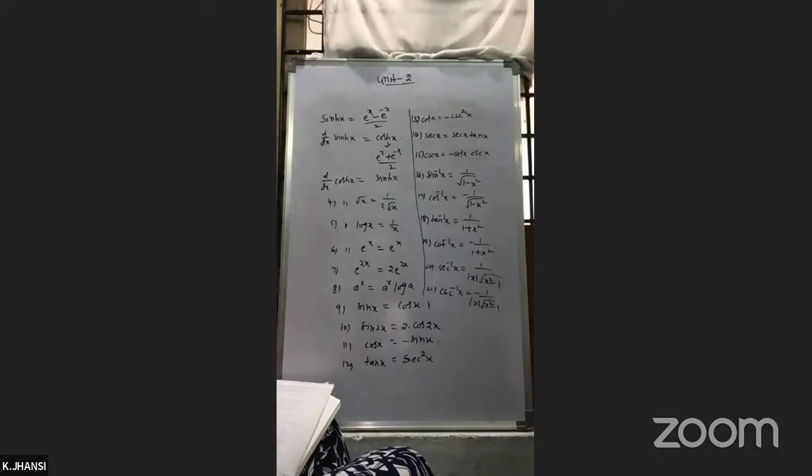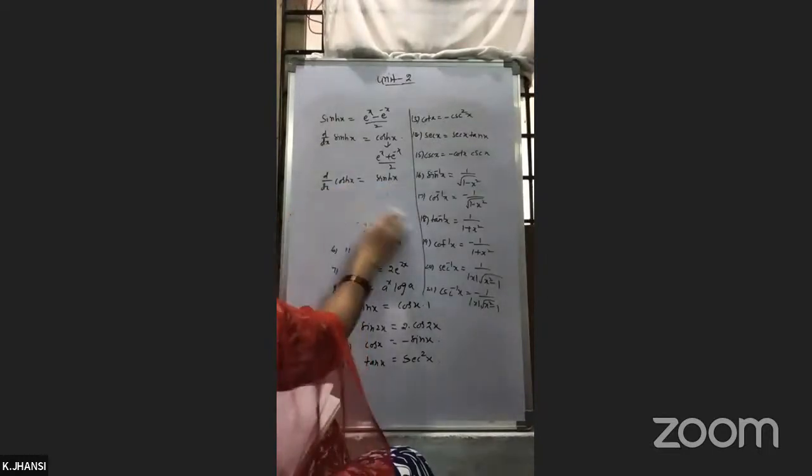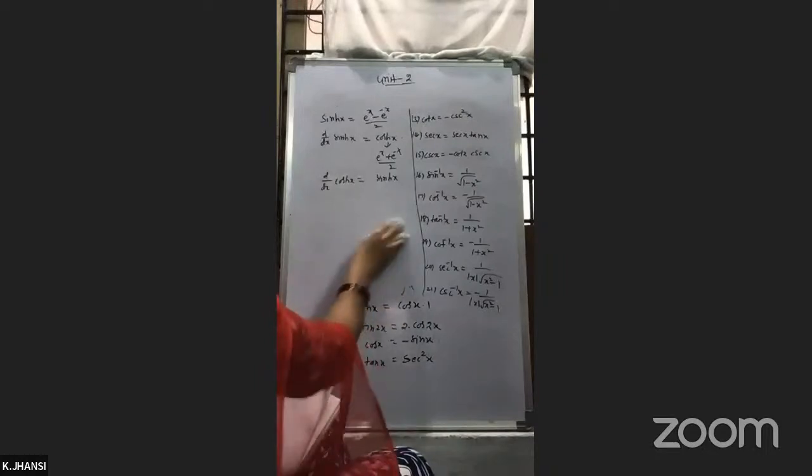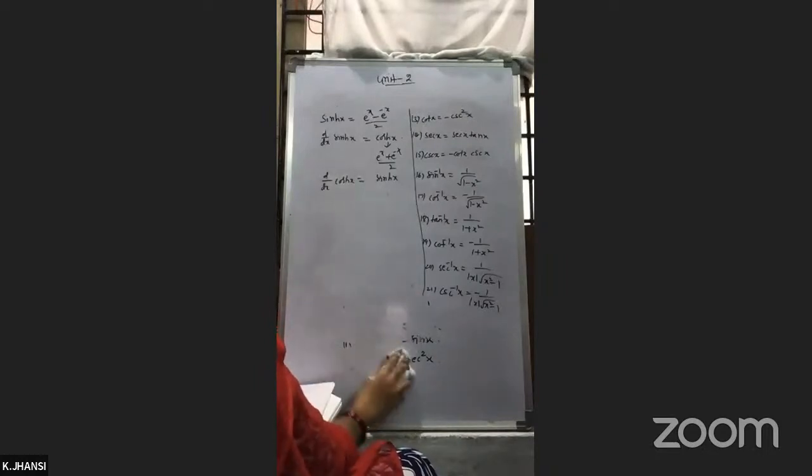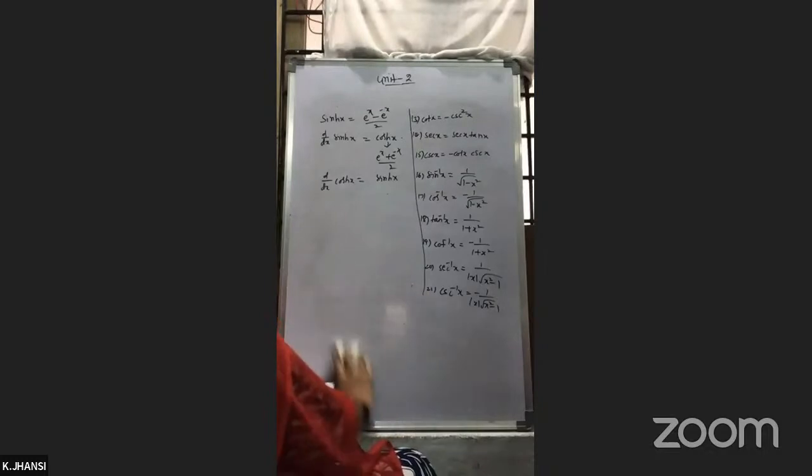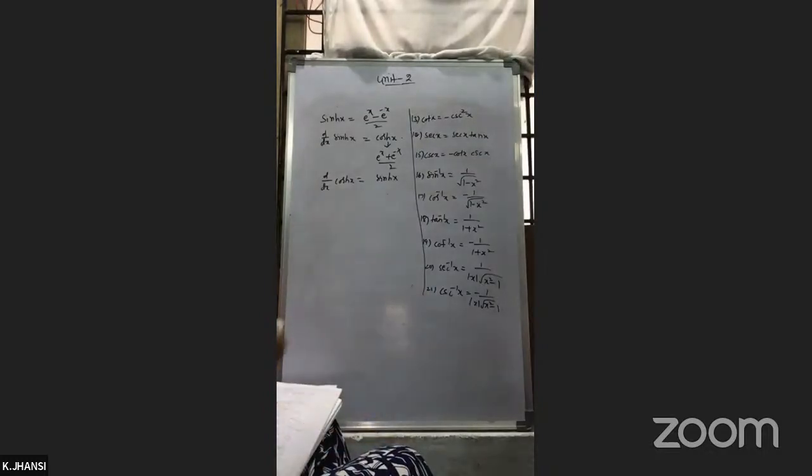And after this, tan h is also there, cot h, sech. So for all hyperbolic functions, you have formulas in your textbook. I'm not going into that, it will take more time. So all those formulas you can collect from the textbook.